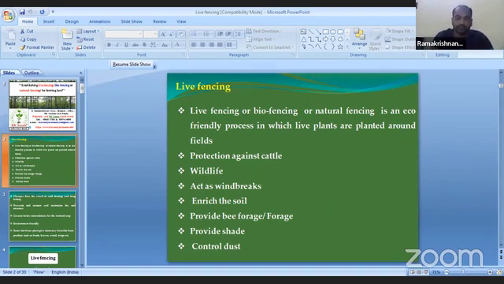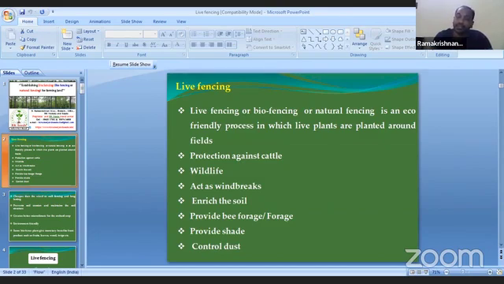Forage also provides shade. Suppose we go for a coffee plantation or tea plantation, they plant silver oak around the surrounding area. So automatically that is one type of protection. The second type is shade. So that is also possible.